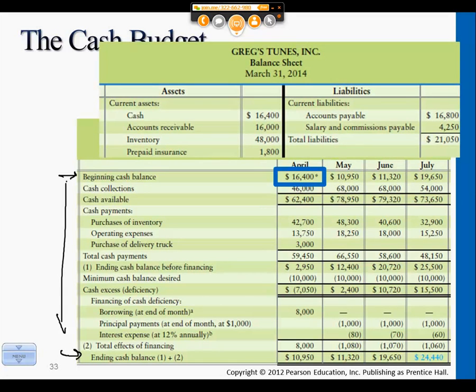The beginning balance is 16,400. Something that's also going to be given to you is the minimum cash balance desired. It's right here. It's 10,000. So what are we going to do? We're going to say that before financing, we want the ending cash balance 2,950.